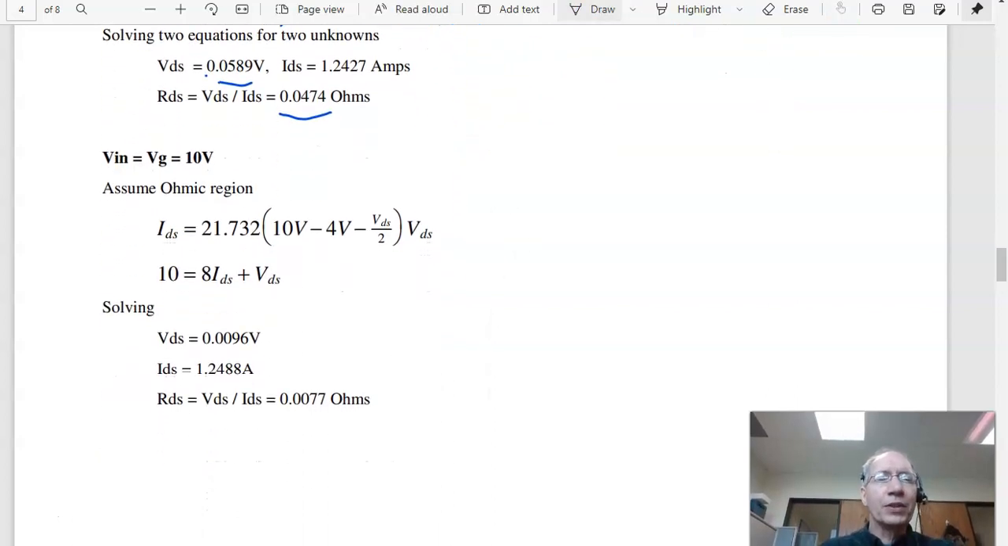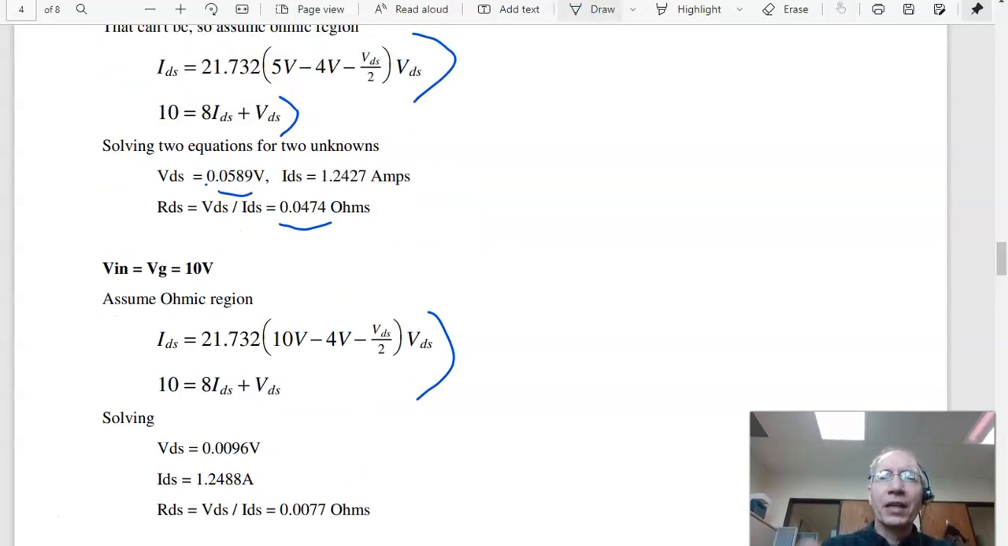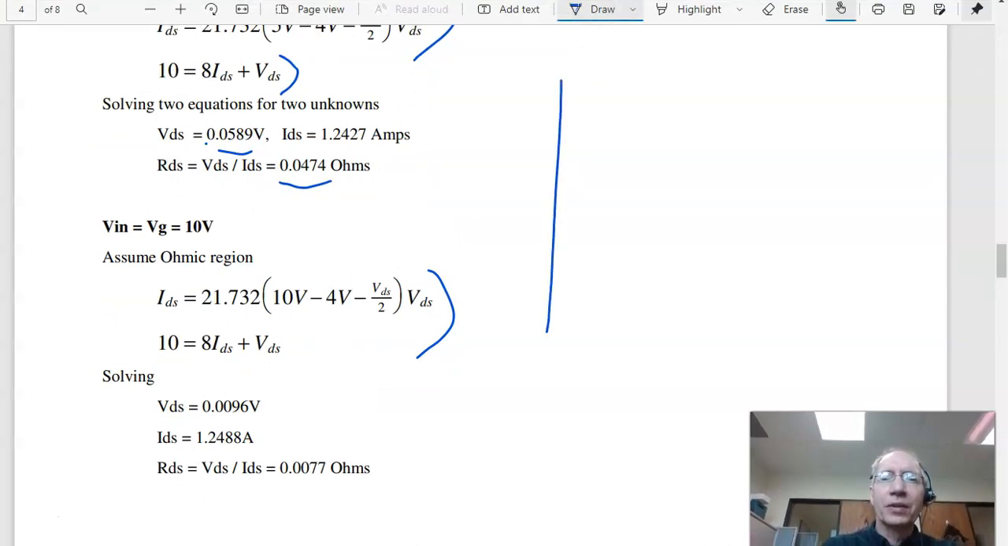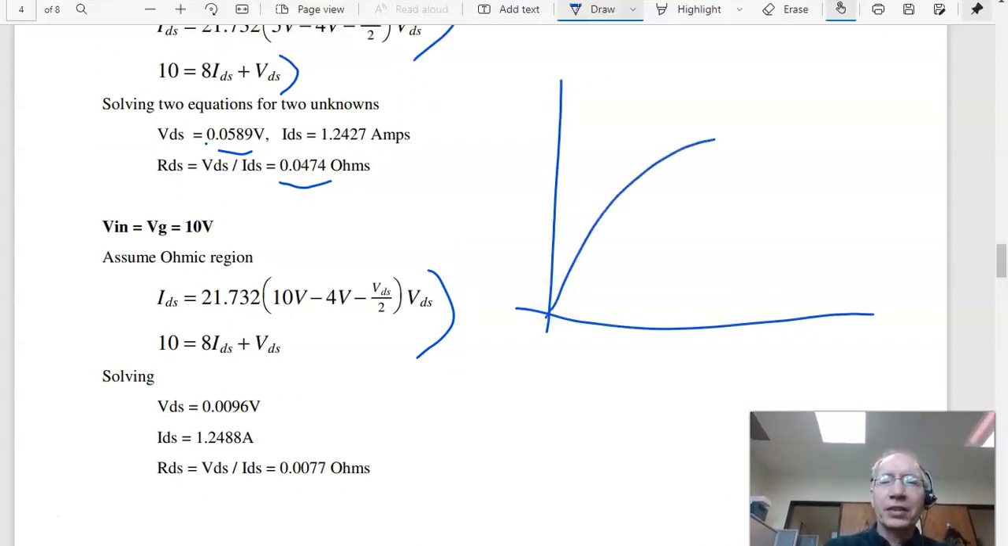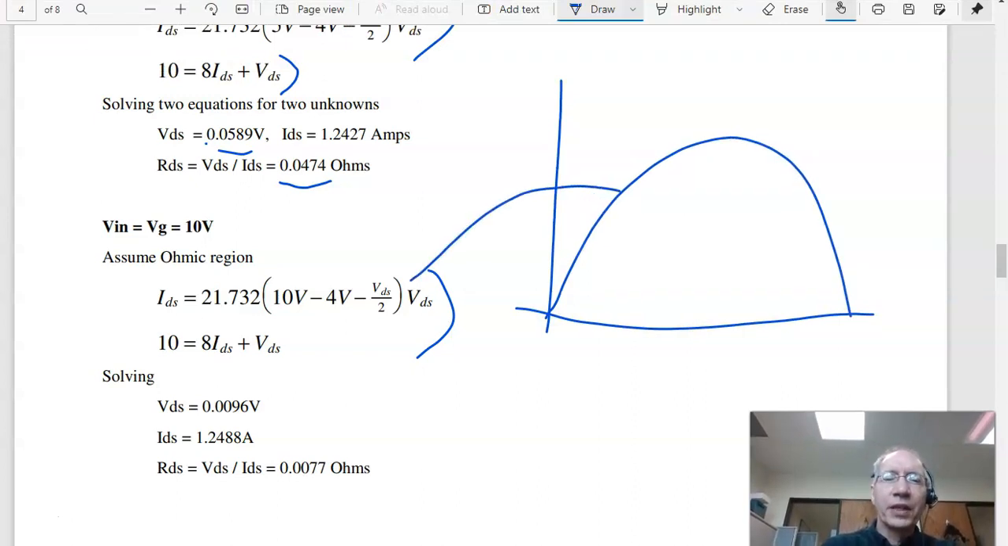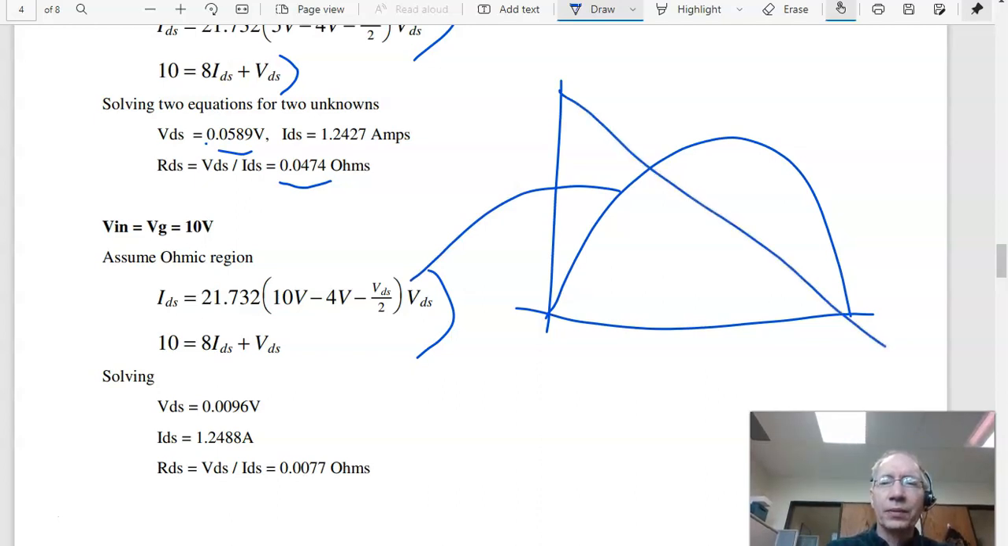If Vn is 10 volts, this is going to be the ohmic region as well. I've got two equations, two unknowns, solve. And what I do is I just iterate. I've got, actually on the load lines, I get this, that equation is a parabola. The second one is your load line.